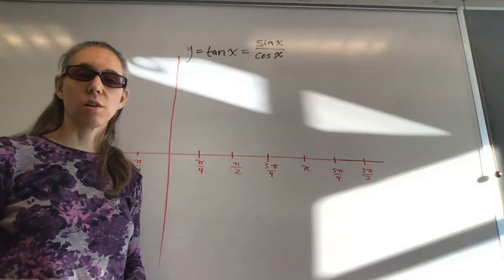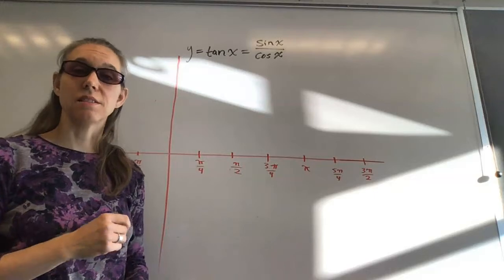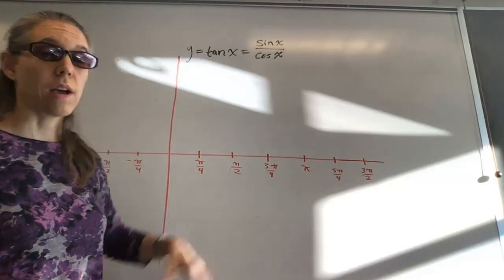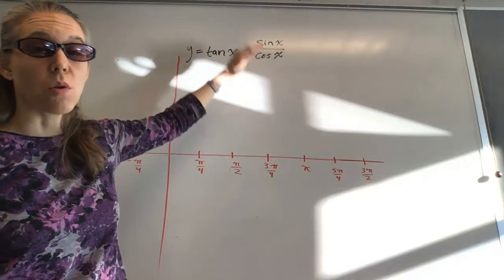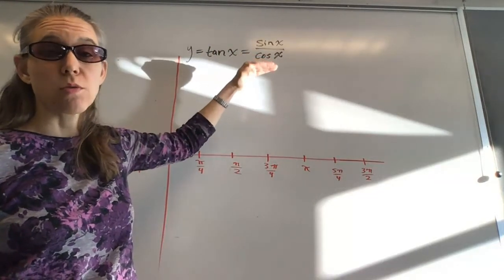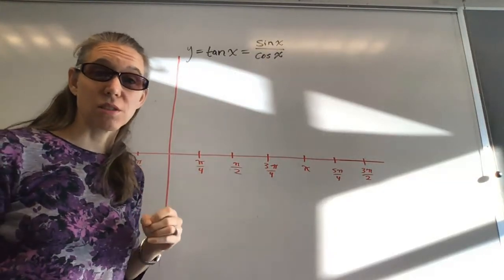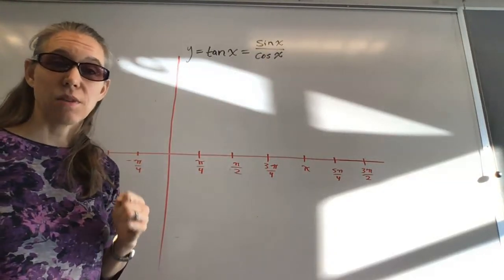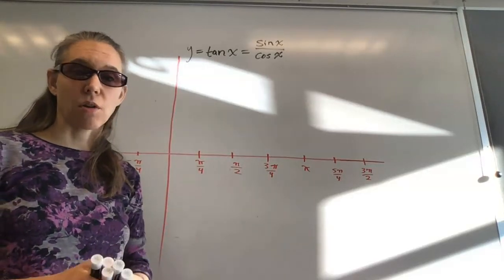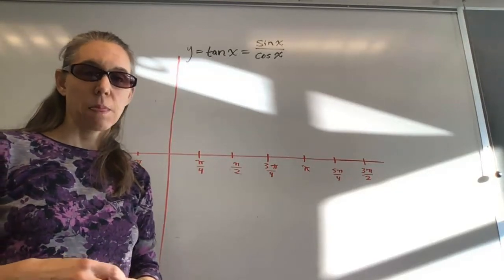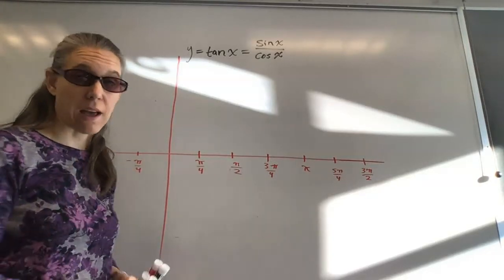Now we know that there are locations on the x-axis where cosine is equal to 0. Whenever cosine is equal to 0, we end up with a fraction where we are dividing by 0, which would make tangent undefined. You may have already observed this on the unit circle, that tangent is undefined at pi halves and 3 pi halves. So what that means for our graph is that we are going to add a vertical asymptote at pi halves and 3 pi halves.